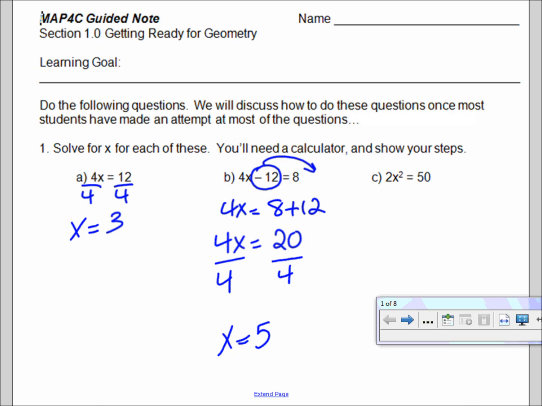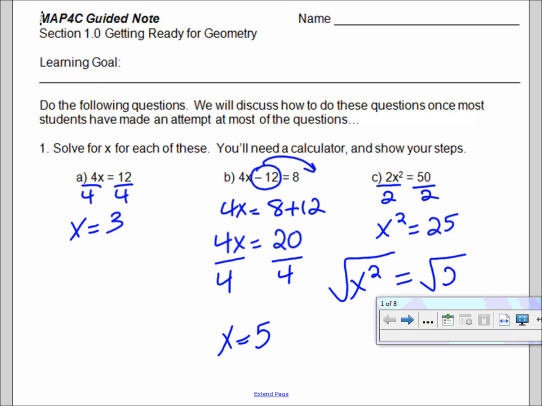All right. Next one. So I have 2x squared equals 50. So first things first, I want to get rid of that 2, so I'm going to divide both sides by 2. I now get x squared is equal to 25. The opposite of a square is a square root. So in order to get rid of this, I'm going to take the square root of x squared, and then I have to take the square root of 25.